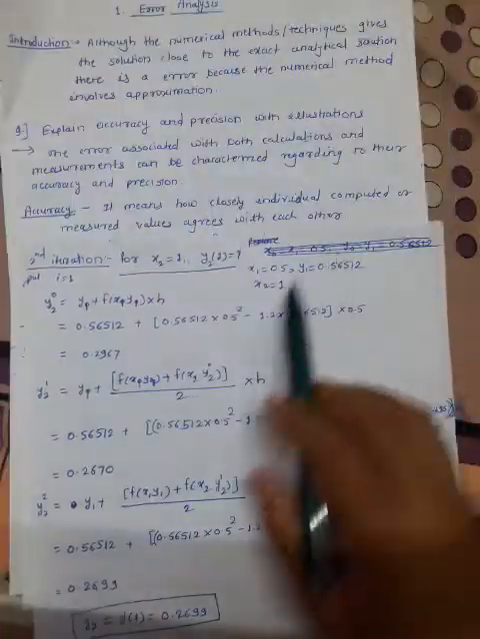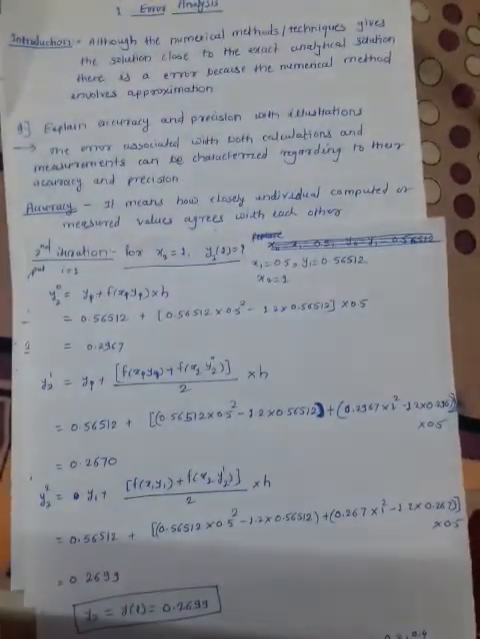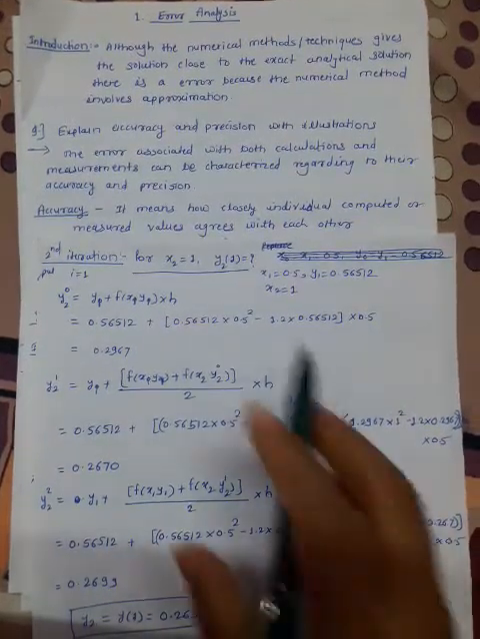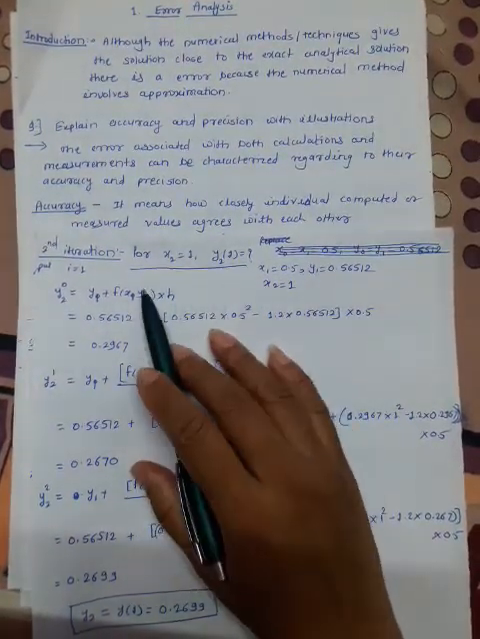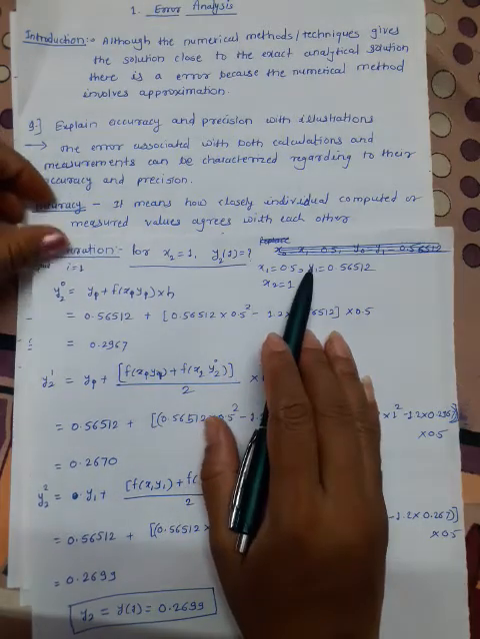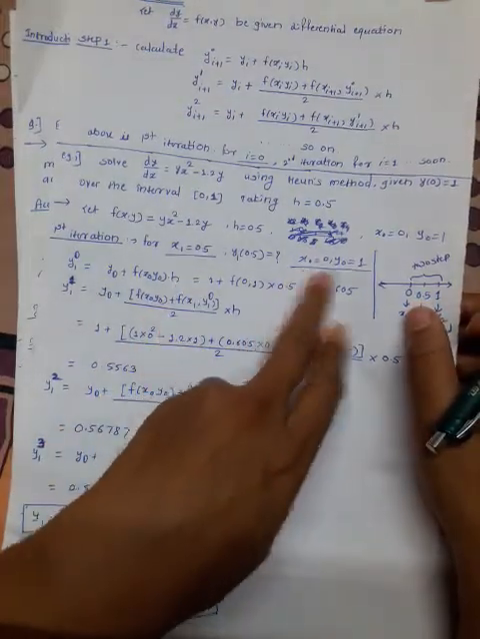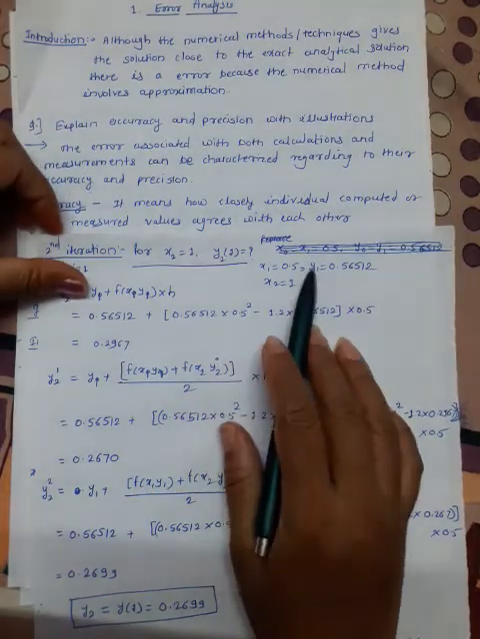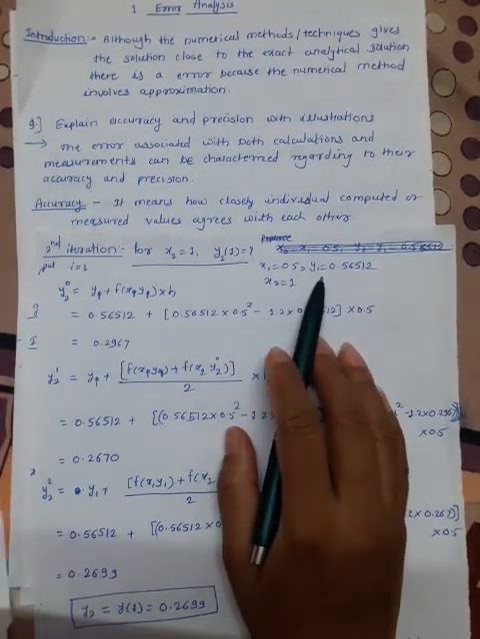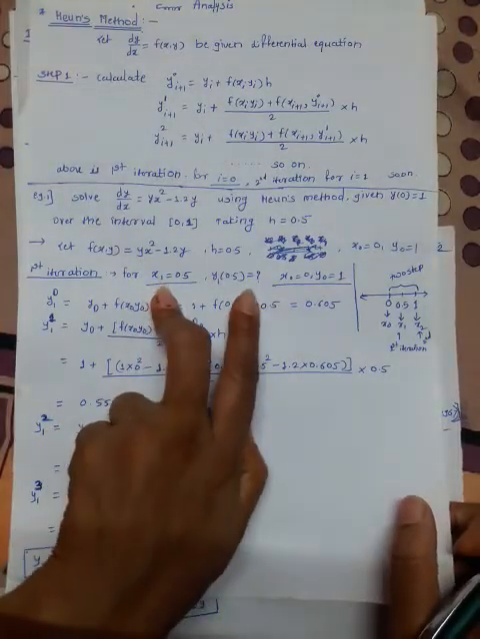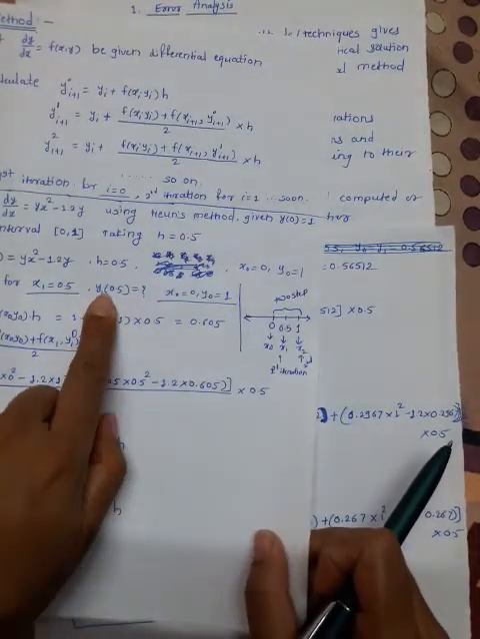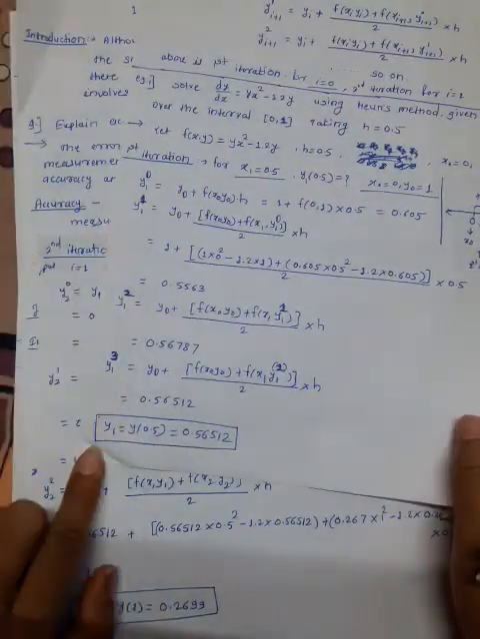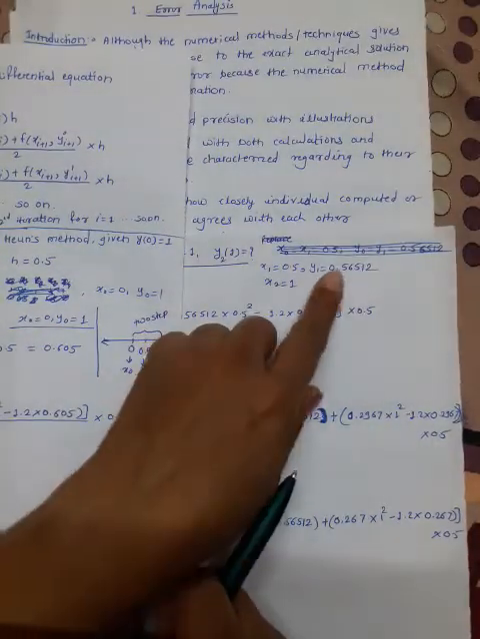Now in this particular iteration, we need x1 and y1. In the earlier first iteration, we needed x0 and y0, which is already given in the example. Now in this next iteration, we need x1 and y1. And what are x1 and y1? They are the earlier step answers. x1 is 0.5 and y1 is our latest answer in the first iteration, that is 0.56512.